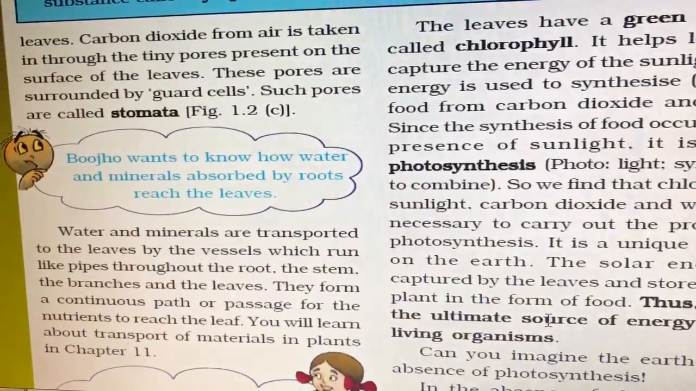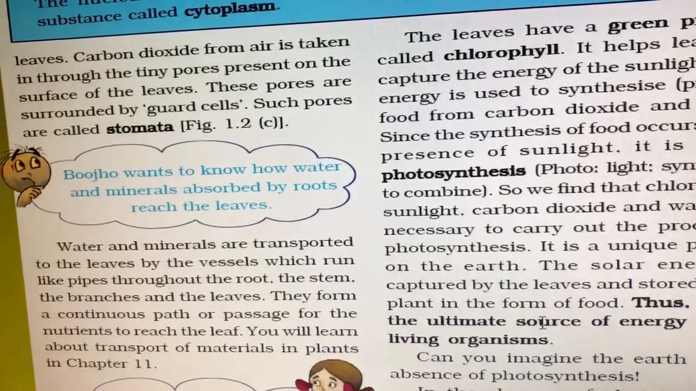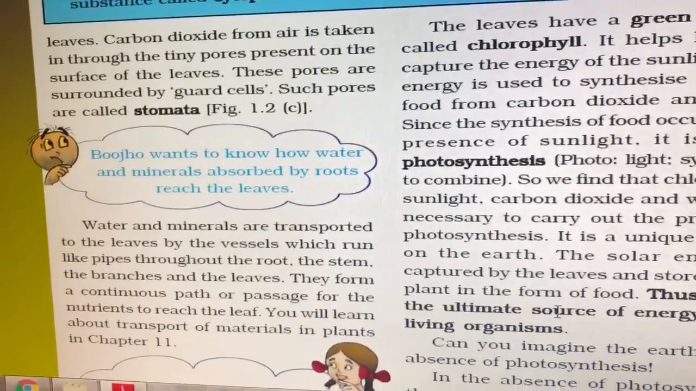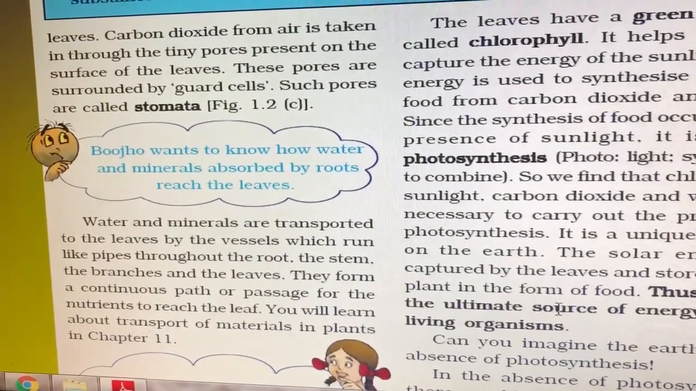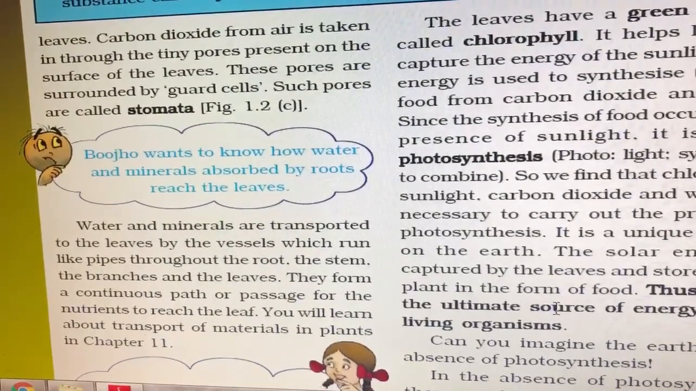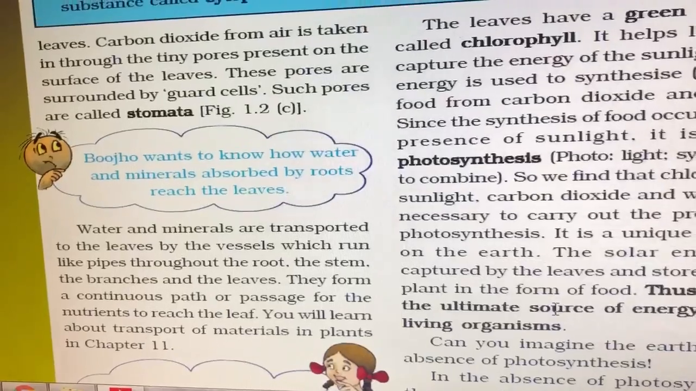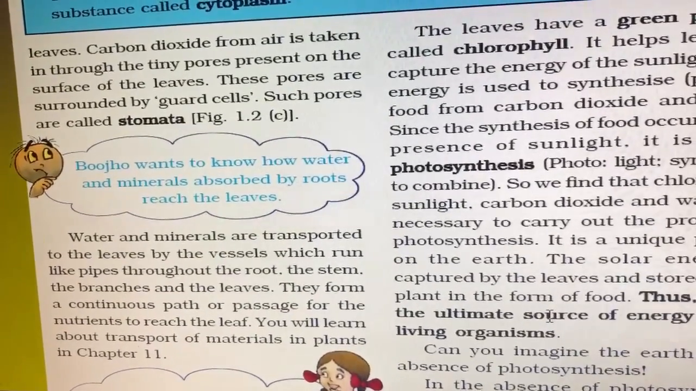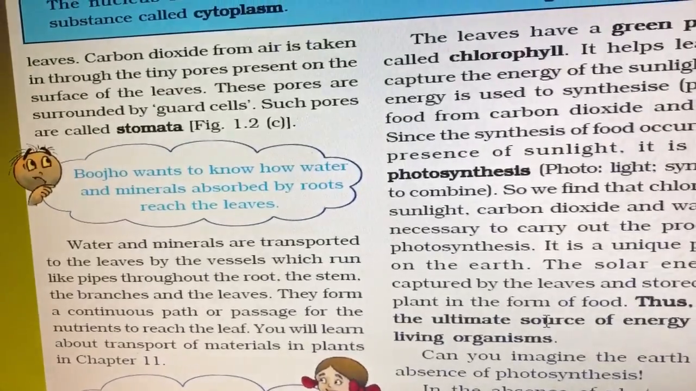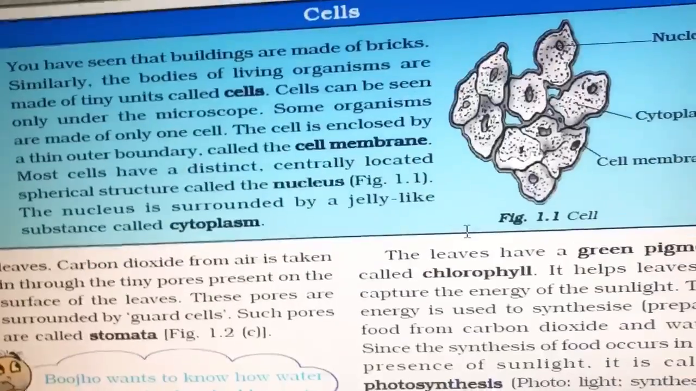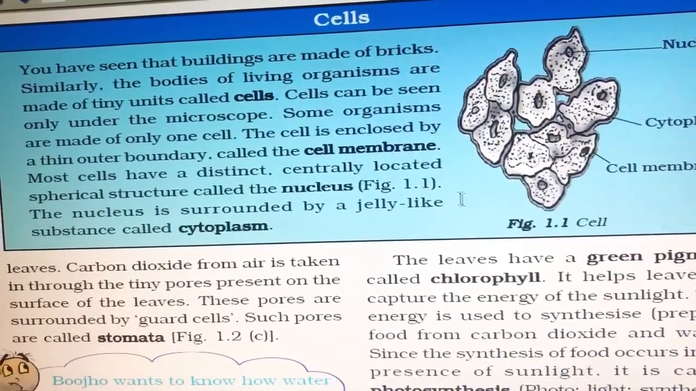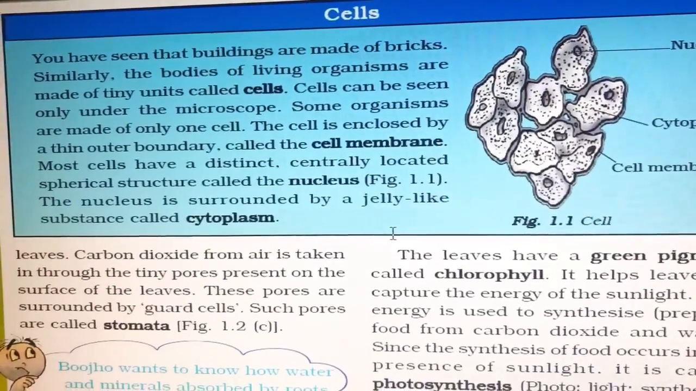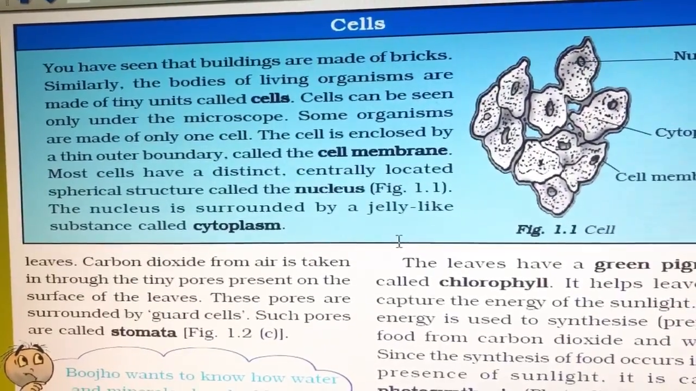And carbon dioxide is also a raw material to make the food. It is taken from the air through the tiny pores present on the surface of leaves. These pores are called stomata, and these stomata are surrounded by guard cells. Further we will discuss the structure, so this will be very clear to you. As we can see this blue box here, we are not discussing this in this video. I'll be making a detailed video on this blue box and that will be uploaded soon.